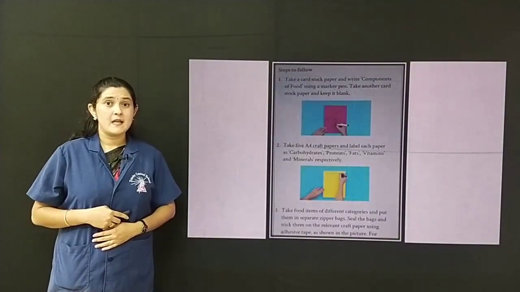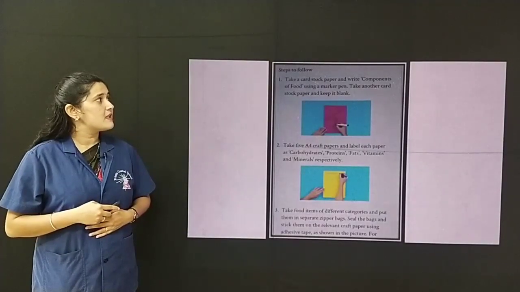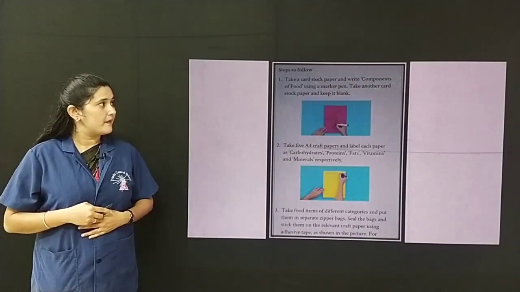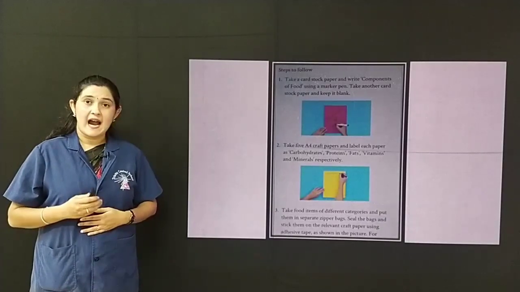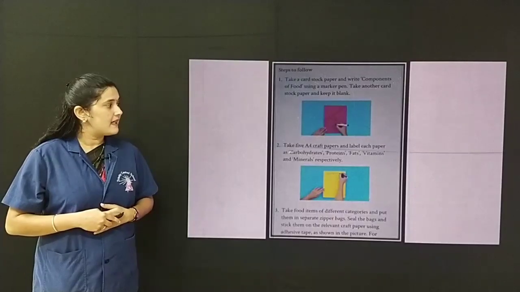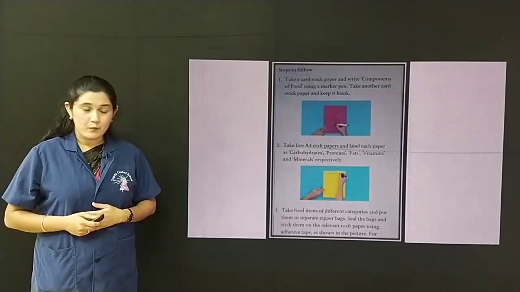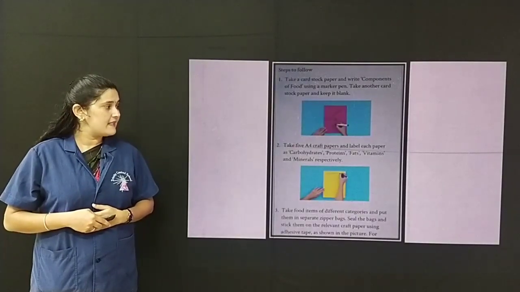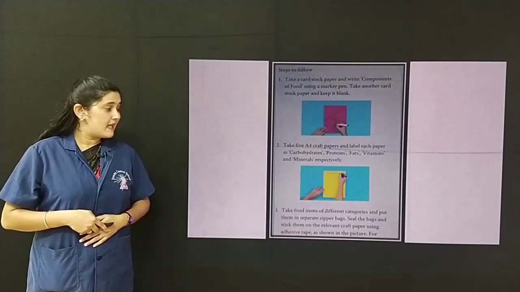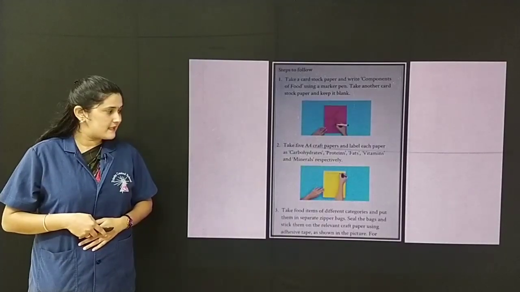So here are the steps how you have to do this activity. They are: take a cardstock paper and write components of food using the marker pen. Take another cardstock paper and keep it in the back. The second step is take 5 A4 sheet craft papers and label each paper as carbohydrates, proteins, fats, vitamins and minerals respectively. The third step is take food items of different categories and put them in separate zipper bags.